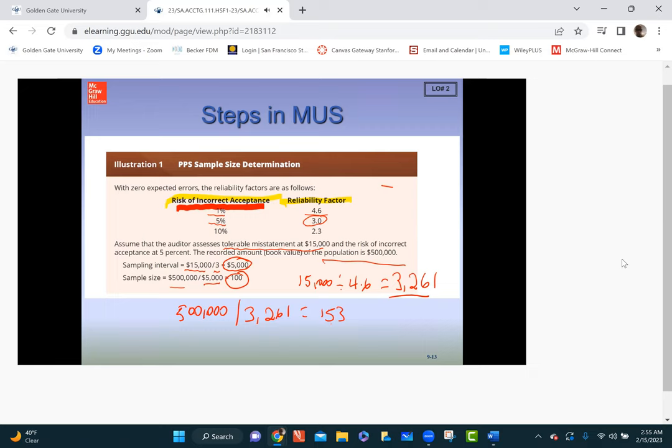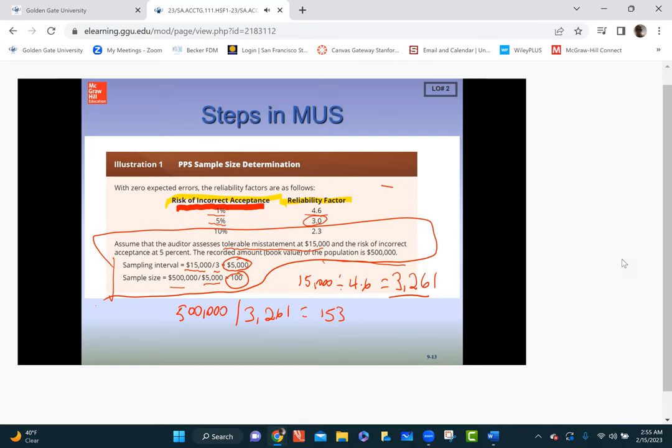Now, when we pull the sample, just forget about this. We're just going to use the information in the box from this example. Our sampling interval is 5,000. So we're going to look for every 5,000th dollar in this account balance, and we're going to select the accounts that contain each 5,000th dollar. That's our sampling interval.